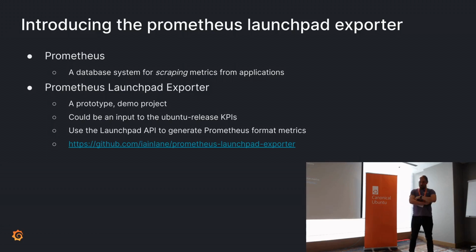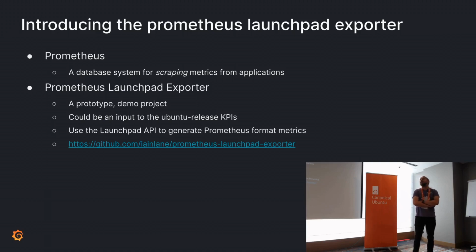Right, so I've not got so much time, so I'll go through this a little bit quickly. A project that I've worked on is a prototype, really, called the Prometheus Launchpad Exporter. I don't know how we're going to take this. This is up for discussion, but maybe it could become an input for those release KPIs, something which feeds into those metrics. It's essentially something which continually runs against the Launchpad API and uses that to generate Prometheus format metrics. And here's the code.